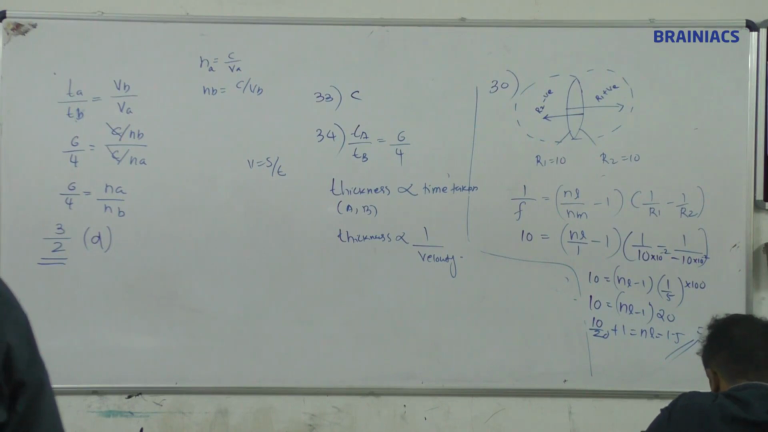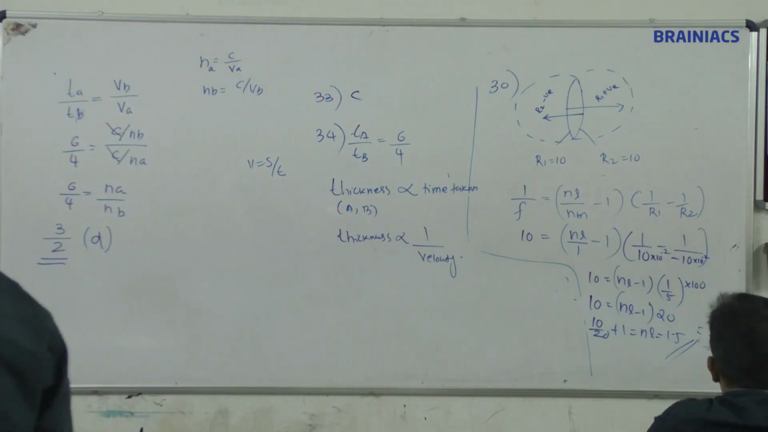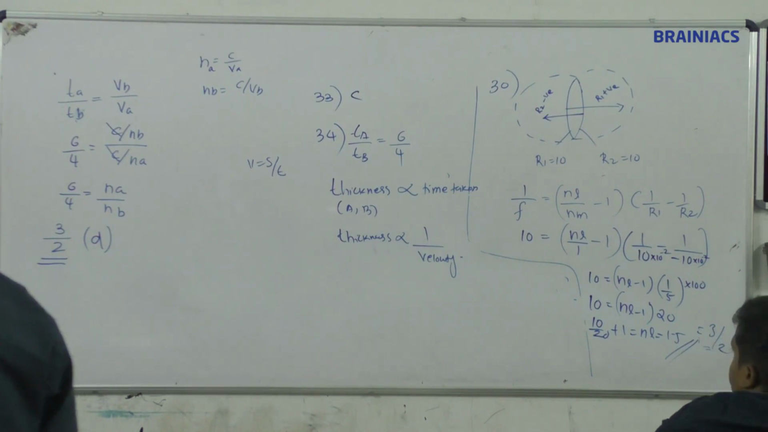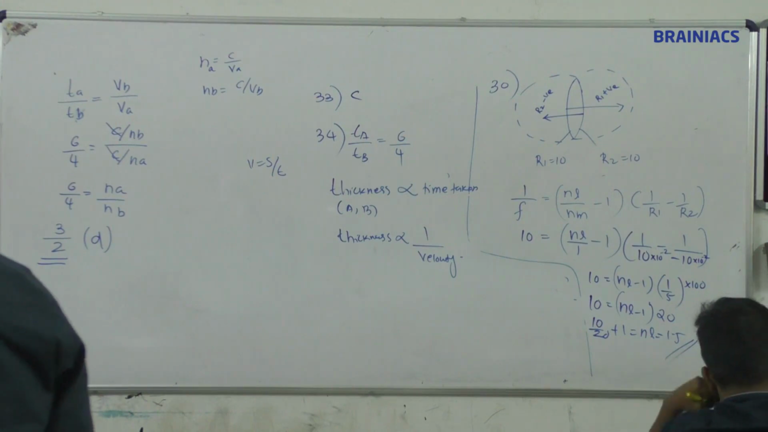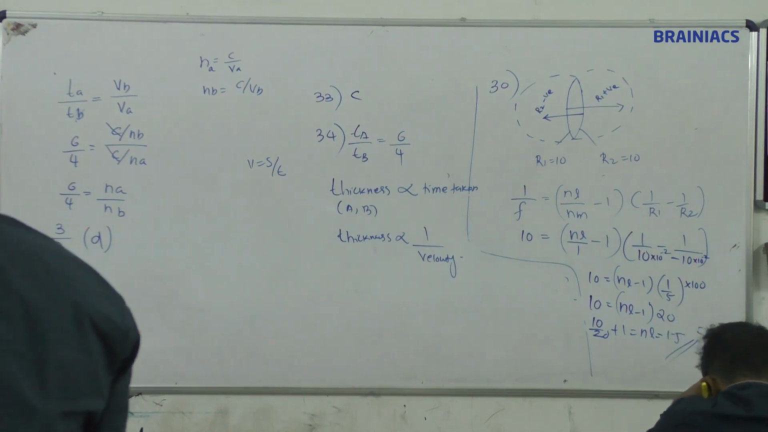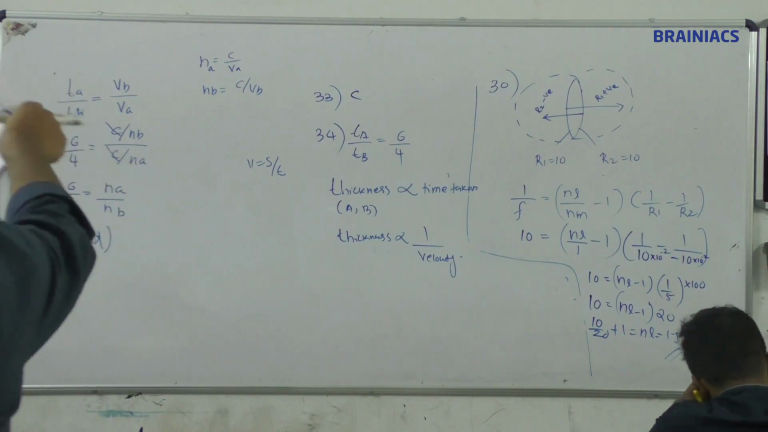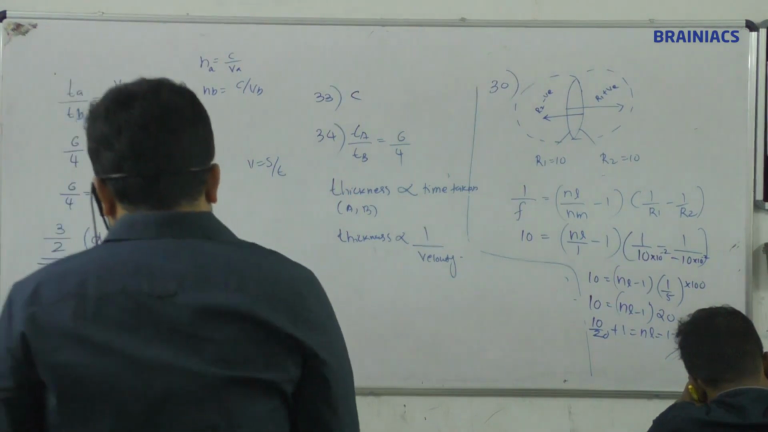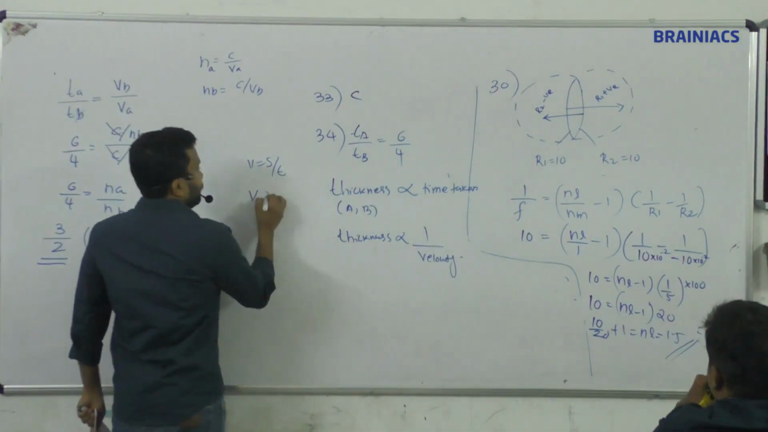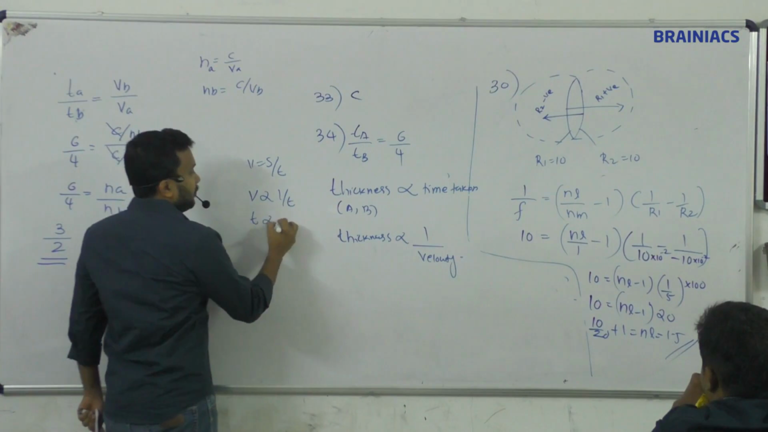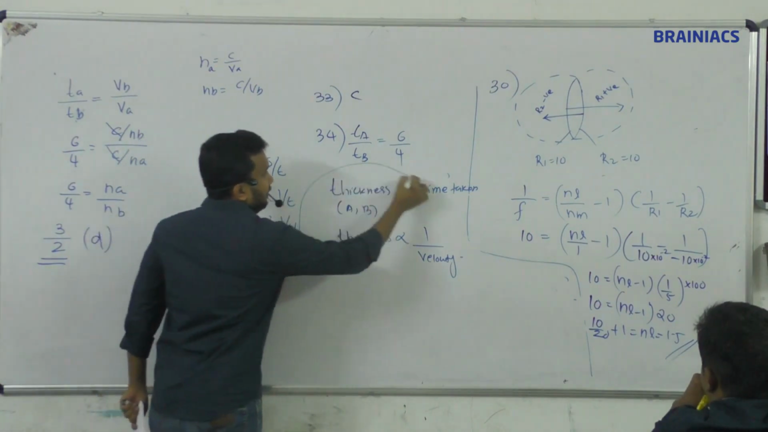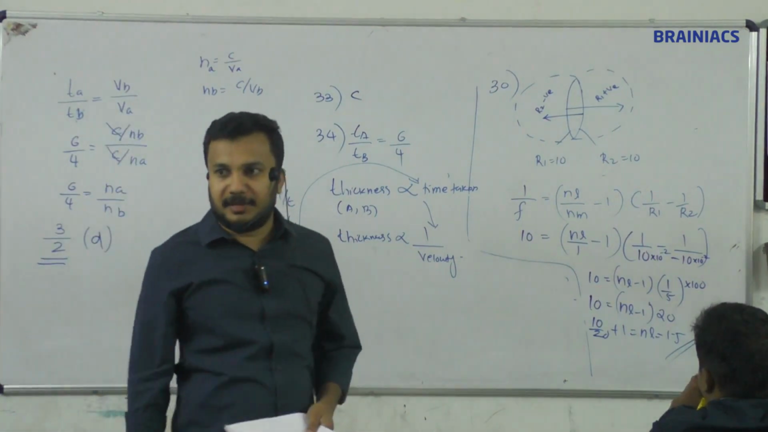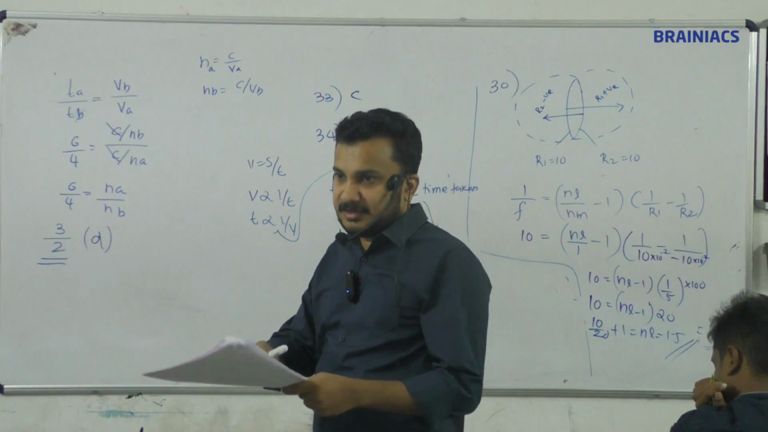From that equation, thickness is proportional to time taken. Thickness is directly proportional to time taken. So thickness is directly proportional to 1 by velocity, because time and velocity have an inverse relationship, right? V is proportional to 1 by T. I can write it as V is proportional to 1 by T, or as T is proportional to 1 by V. So this is what I have done here. Instead of time, I took the inverse, since velocities are given in the question.